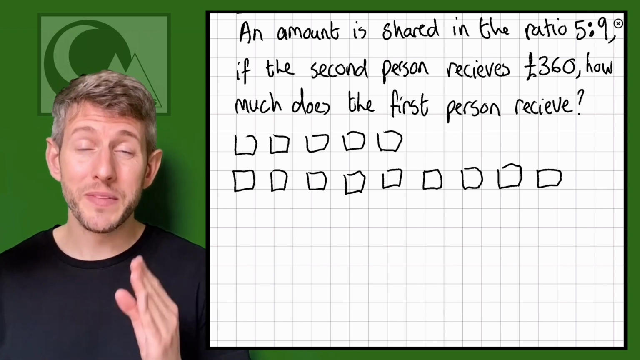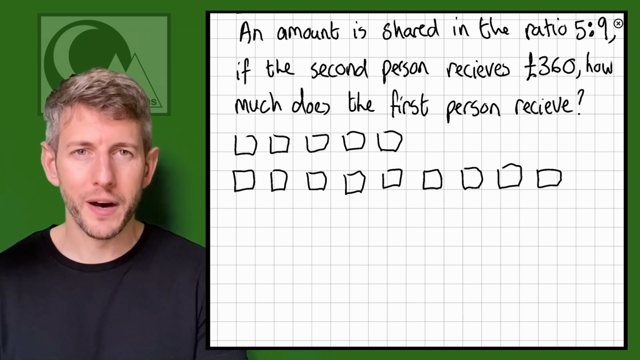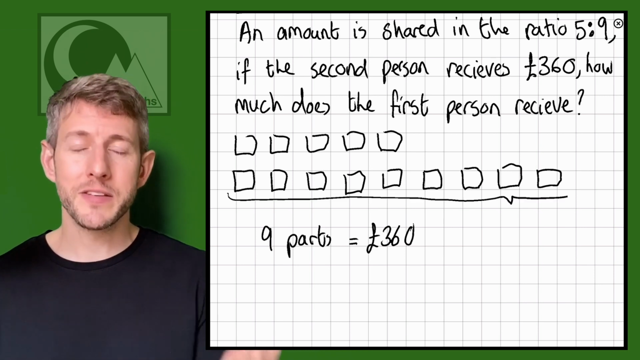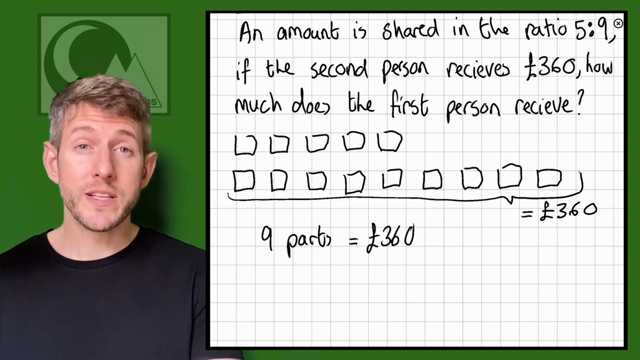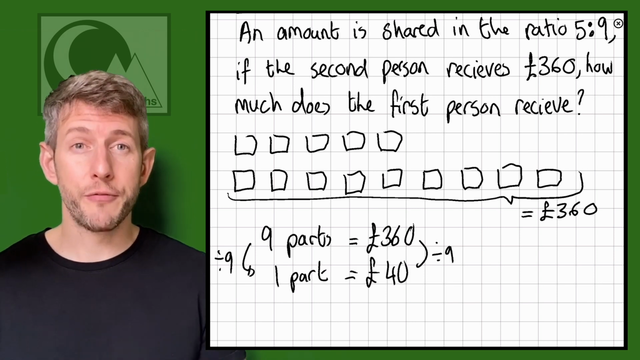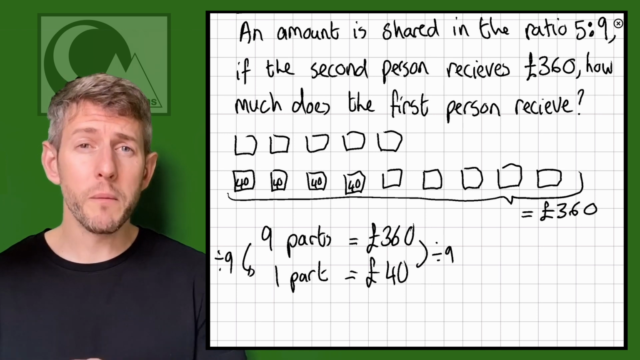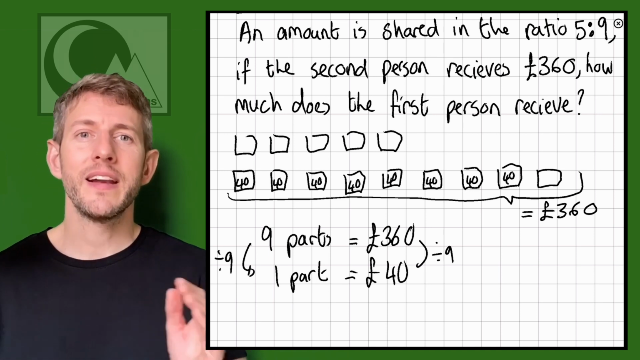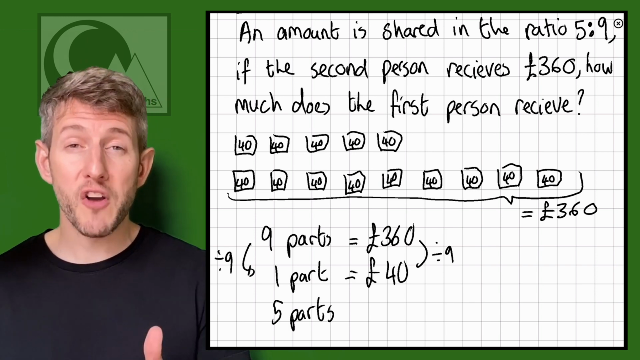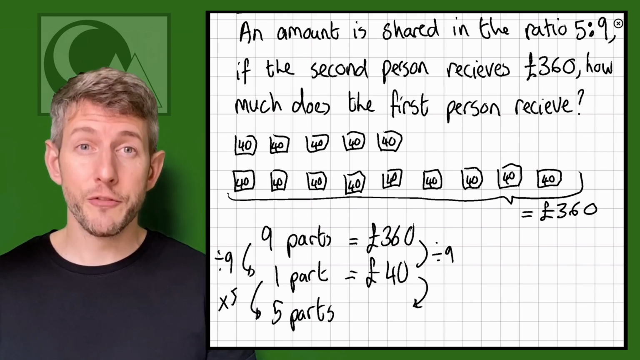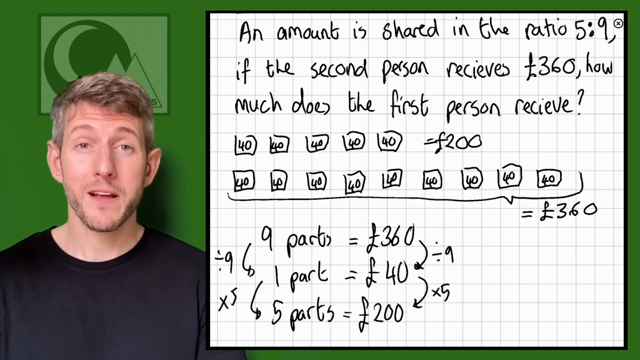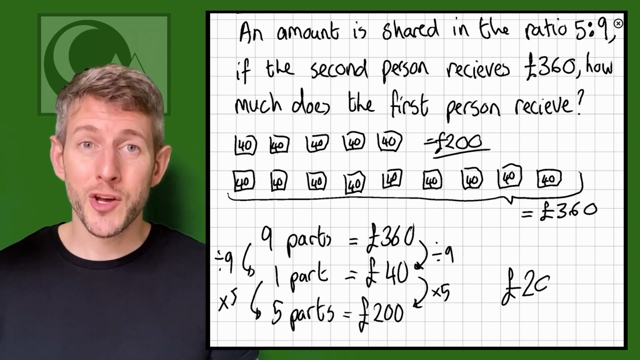In this question, we know that 9 parts is equal to 360. So we divide that by 9 and we get that 1 part is equal to 40. Now, if 1 part equals 40, we want to work out what 5 parts is, so we need 5 lots of 40. 5 times 40 is 200. Therefore, the first person received 200.